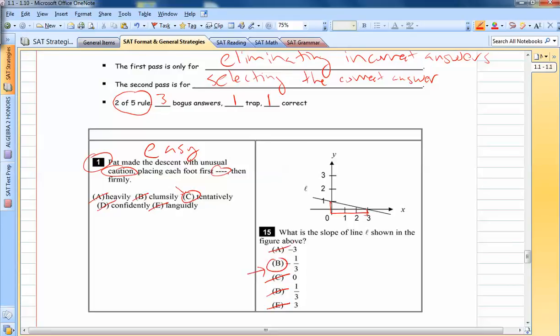So A was maybe a trap. Maybe you thought this was really easy. I don't know, but the answer is B for that one. So you could use process of elimination for some of these problems without actually calculating the slope.